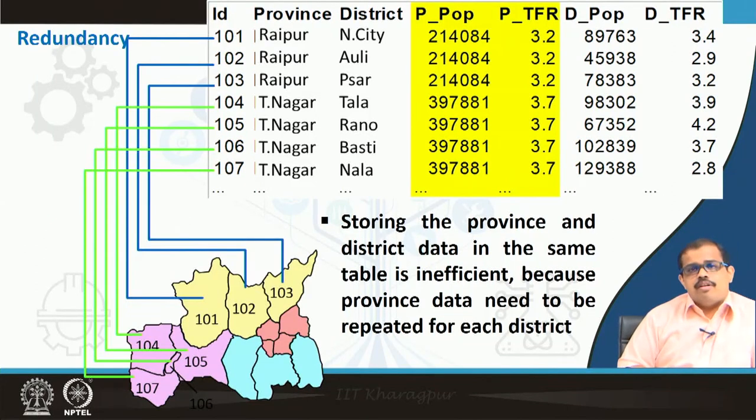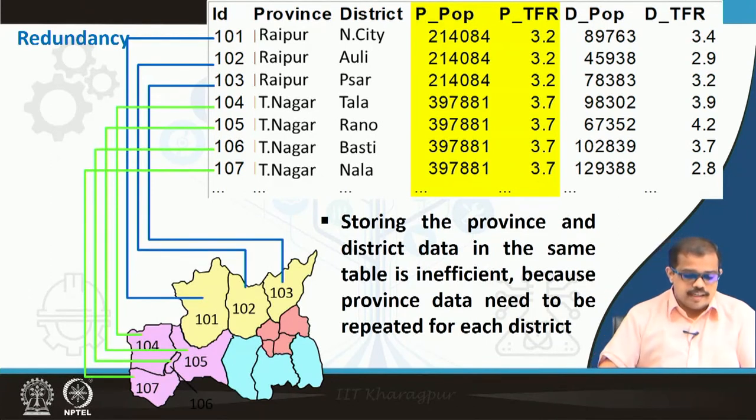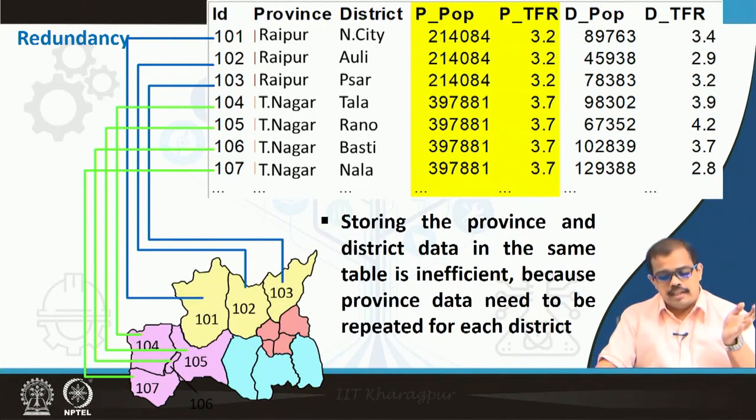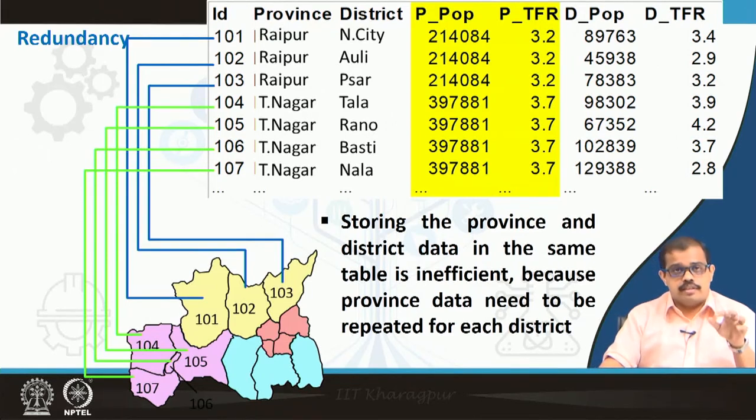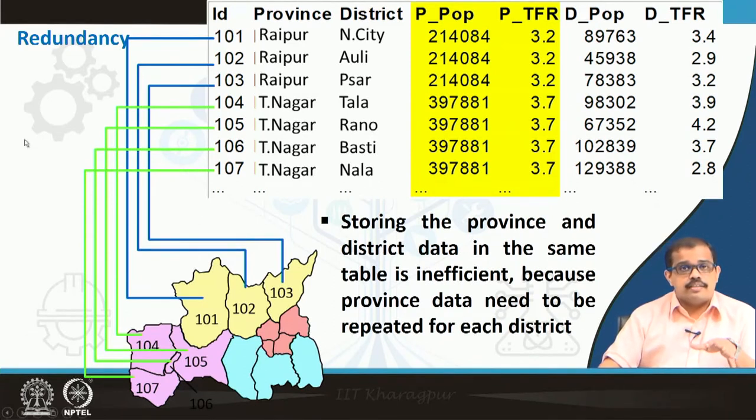The very important point of converting into a database is to avoid redundancy. When you store, for example, province and district data in the same table, it is quite inefficient. Why? Because province data needs to be repeated for each district. If you have a number of districts, the same province is repeated for all of these districts. So this becomes redundant, and the population becomes redundant.